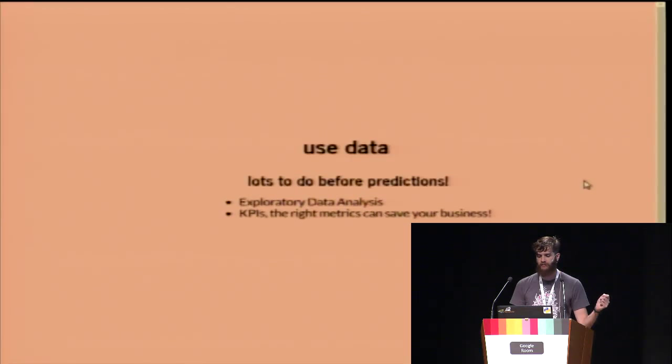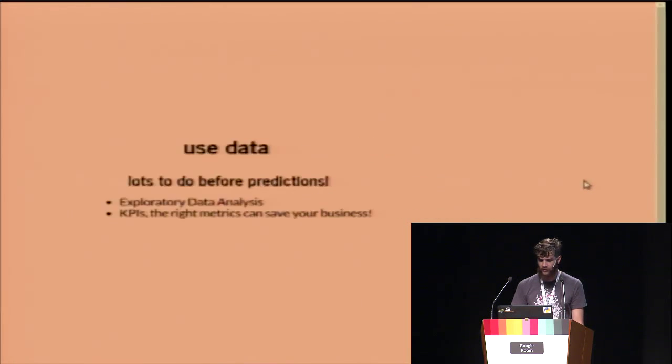So okay, we were using data. That was an example of a very quick and dirty exploratory data analysis. Another thing before we go into predictions is KPIs, key performance indicators. So what are the metrics of the thing that you are trying to solve or the thing that you are measuring? Because sometimes just monitoring the right metrics can save your business, and very simple things can have a huge impact. So we shouldn't be afraid of going sometimes for simple tools to do simple jobs. Every tool is right for one job.